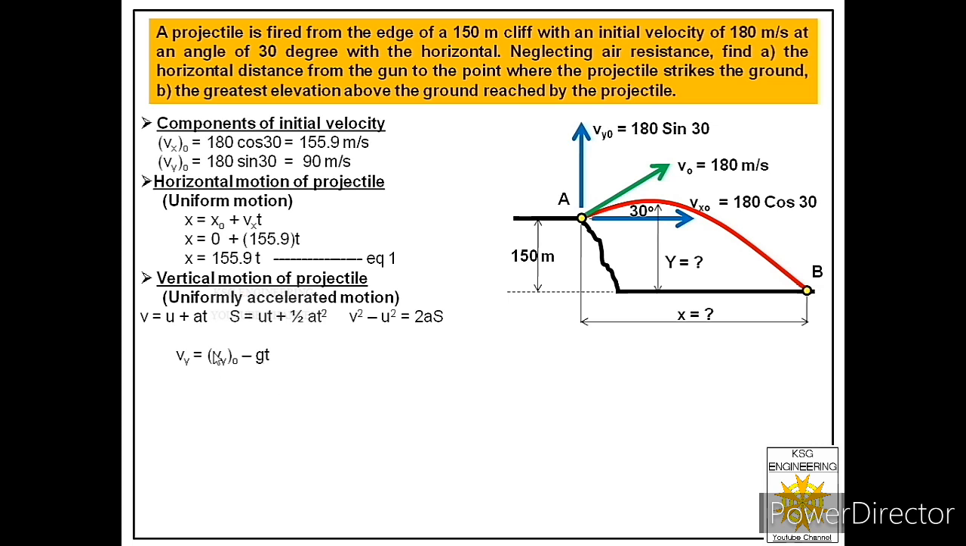So let us put the value of vy naught. It is equal to 90 meter per second and value of g is 9.81. So in this equation we don't know the final velocity of the projectile along y direction and we don't know t. So let us call this equation as equation number 2 for time being.